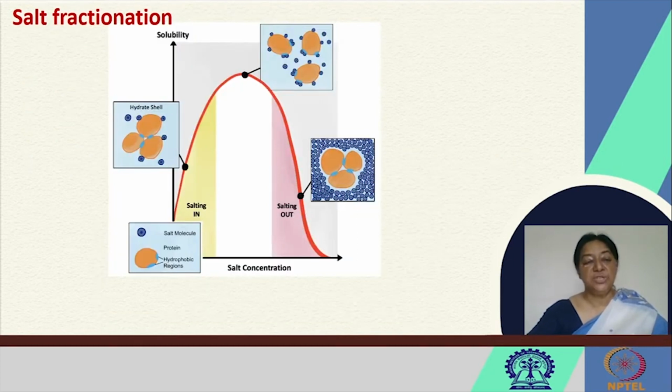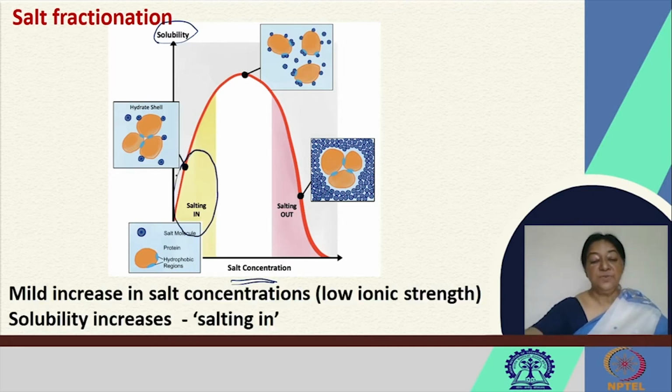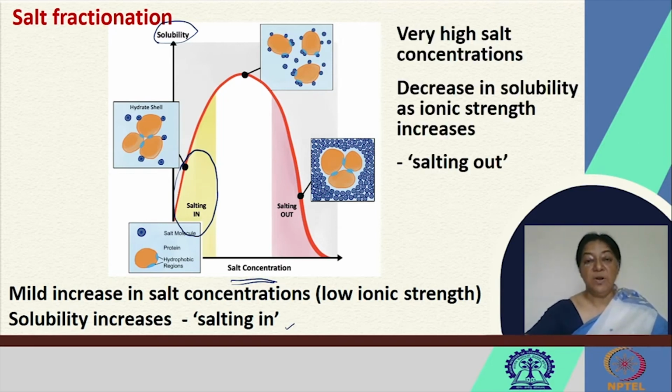In salt fractionation, as we can see from this curve that has plotted the solubility versus the salt concentration, we see that at low concentration, what we call salting in, results from a mild increase in the salt concentration, that means low ionic strength, from which we have an increasing solubility as we increase the salt concentration. However, at higher concentrations, we have a decrease in solubility as the ionic strength increases, resulting in what is called a salting out procedure.